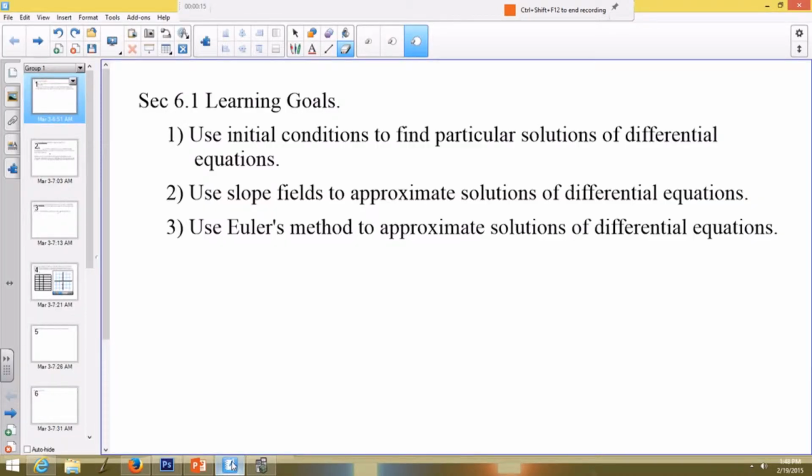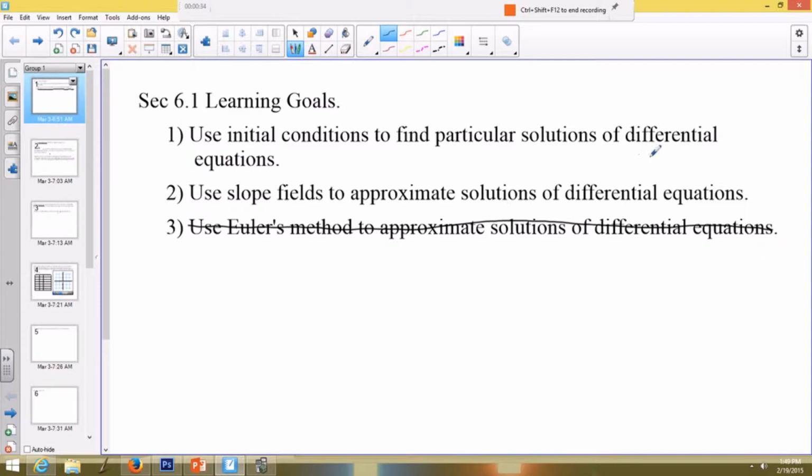Today we're going to talk about using initial conditions to find the particular solutions of differential equations. And we're going to talk about using slope fields to approximate solutions of differential equations. And good news, Euler's method is not on the AP Calculus test, so we're not going to do that.